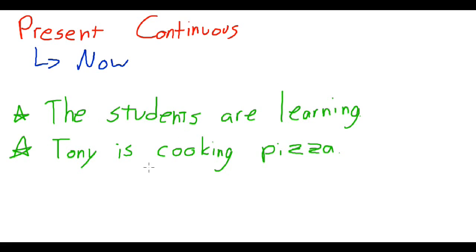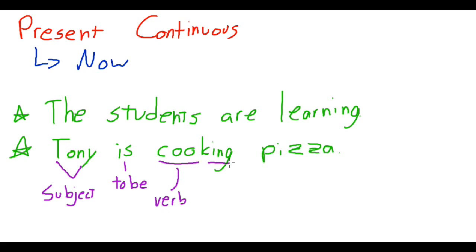Okay? And if we break down the sentence into pieces, it's not very difficult. But let's look at this one here. Tony is cooking pizza. So if we look at Tony, Tony is our subject, correct? Tony is our subject. And if we look at is, what is is? Well, is the verb to be. What about cooking? Well, you know the word cook, and cook is a verb, correct?